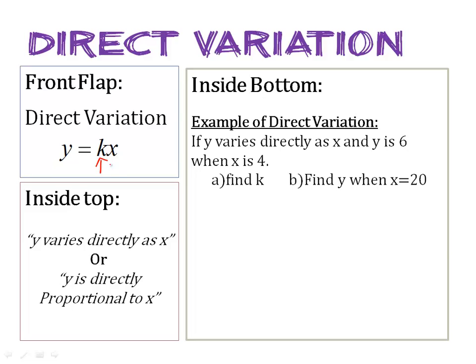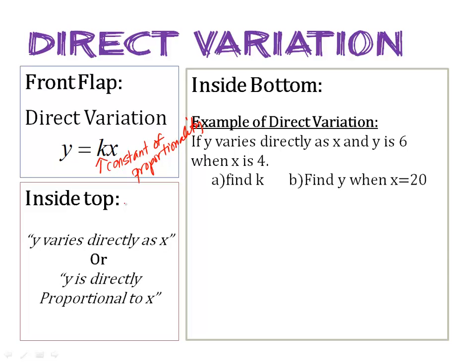K is a constant. It's called a constant of proportionality. And you're going to see that in each of the four equations. That k is very important, and it will be different for every equation, and you'll find out that we have to solve for it first. So that's the outside front flap.